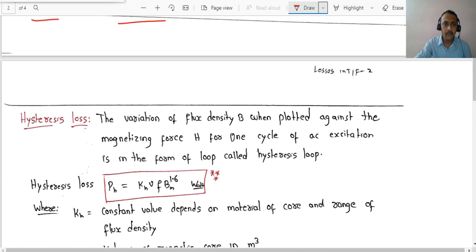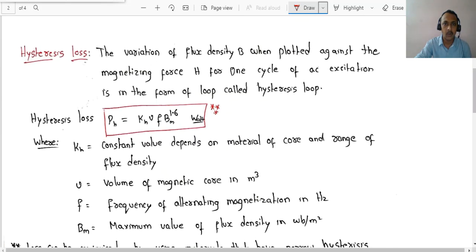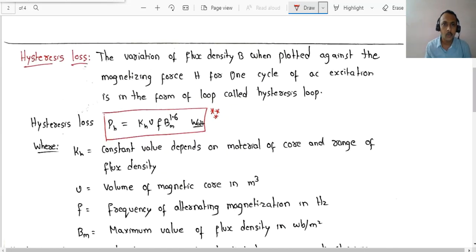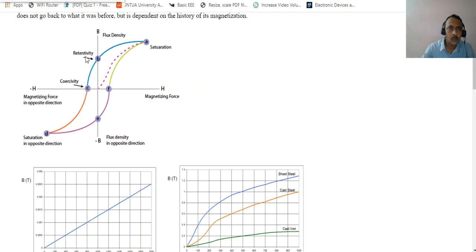Now, hysteresis loss is due to the variation of the flux density when it is plotted against the magnetizing force H. For one cycle of excitation, it will be in the form of a hysteresis loop. If you plot a graph between B, the flux density, and the magnetizing force, you are going to get a shape like this. This loop is called a hysteresis loop.